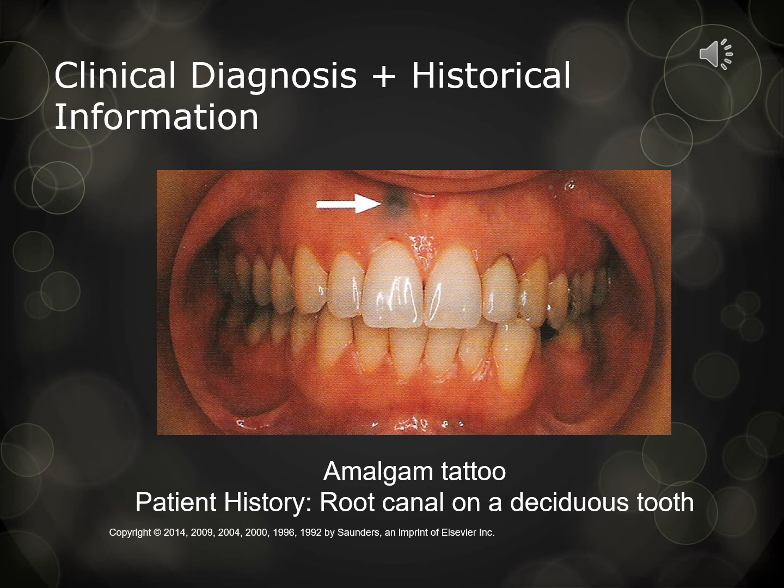Where the arrow points, we see a bluish-blackish discoloration. Now, when we further ask the patient, did you ever have a filling on this tooth or a previous tooth? We find out from the patient's history that they had a root canal on a deciduous tooth, because on this permanent central there is no amalgam, so there would be no amalgam particles going into the tissue that would cause the discoloration. So history is very important.